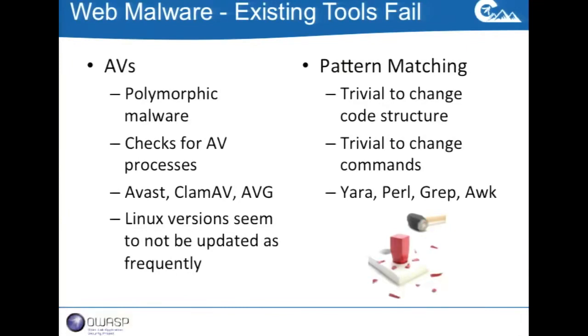Pattern matching, as we know, it's trivial to change code structure. That's not a problem. Even if you look at simple JavaScript, simple PHP, C99 shells, or anything like that, people are still using tools like Malware Yara, Perl, grep, awk. These are great tools built by the Unix community, but it's like trying to fit a square peg in a circular hole. Why are we using grep and awk to search for malware? That's not the point of grep and awk. They were built for something specific. Let's try to use it for something specific.